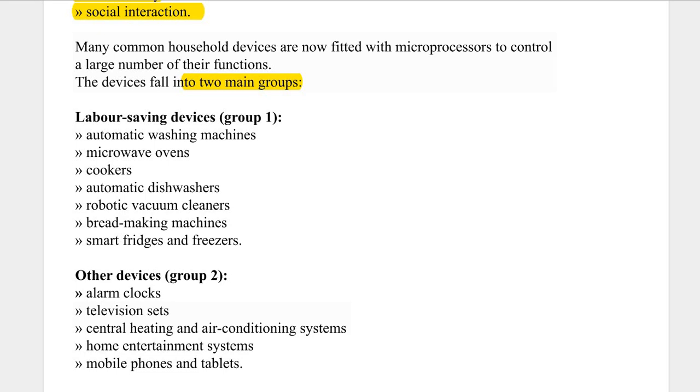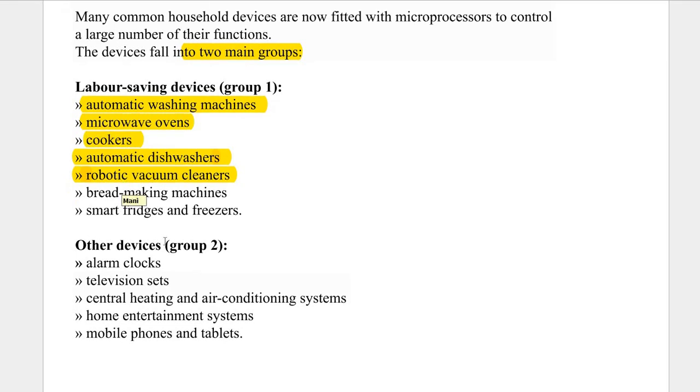For example, the automatic washing machine is an example of labor-saving devices. If you don't have it, you should wash your clothes by hand. But you simply put it inside the washing machine and you use it. Microwave ovens that you may have in your home, or you're using already. Cookers, automatic dishwashers, and robotic vacuum cleaners. It means some automatic cleaners in your home, you may use already. They are digital, they are smart, they can do the cleaning automatically. Some bread making machines, some smart fridges and freezers. They have a screen, they have the microprocessor, you can control it.